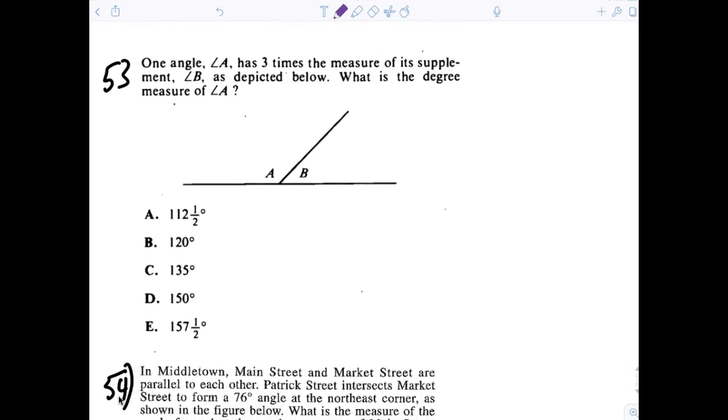It says one angle, A, has 3 times the measure. Uh-oh, this one was kind of tricky. Yeah, it was good algebra. All right, so one angle, A, is 3 times the measure of its supplement, B. What is the degree measure of angle A?